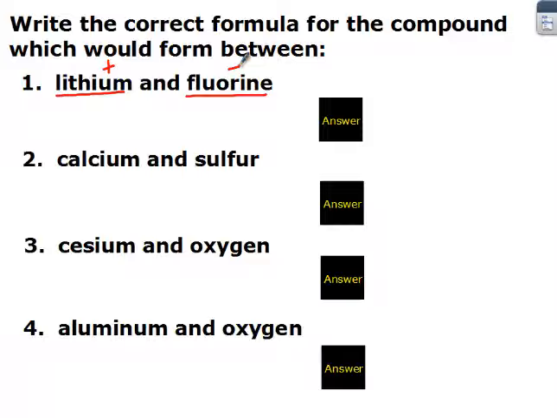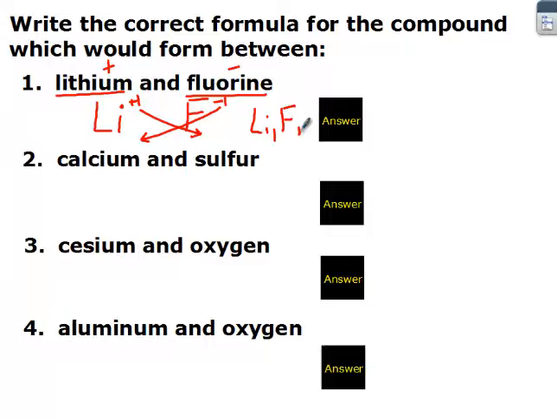So my cation is lithium, and the symbol is Li. And this has a +1 charge. Then I have fluorine, which is my anion. So here's my anion, F-1. And now what am I going to do? Cross the charges. Put the +1 over here, -1 over here. So then I get Li1, F1.